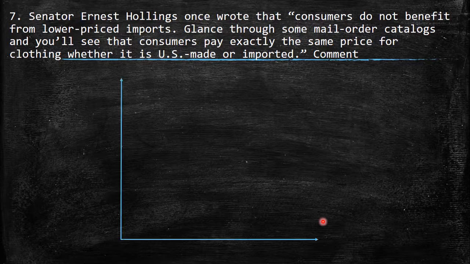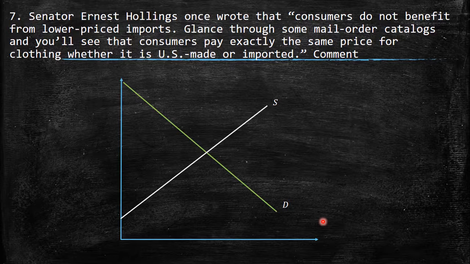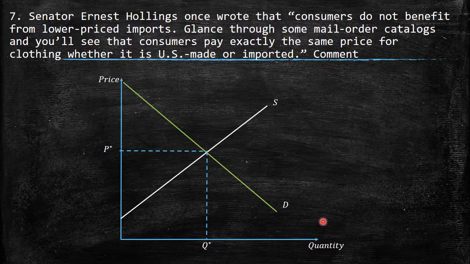Comment. So basically, if we represent this idea of Senator Ernest Hollings, we will have here the supply with the usual upward slope and the demand with a downward slope. Here we have the price and the quantities as common, and we have the Q star and P star. This P star and Q star represent the equilibrium price without trade. Okay, so those are the domestic prices and the domestic quantities.